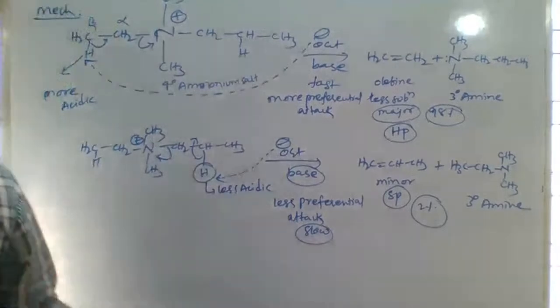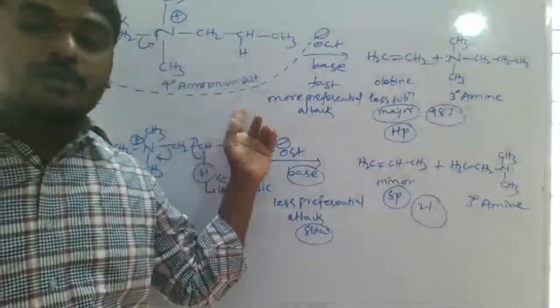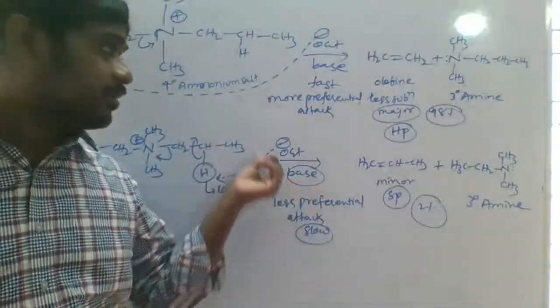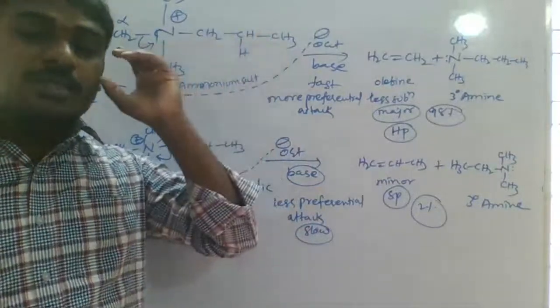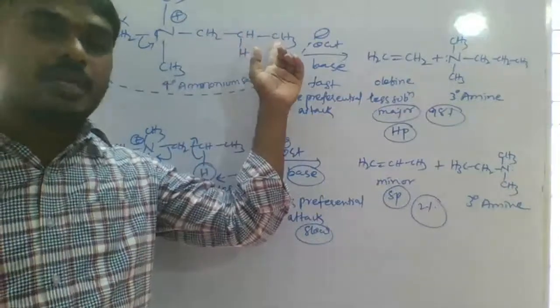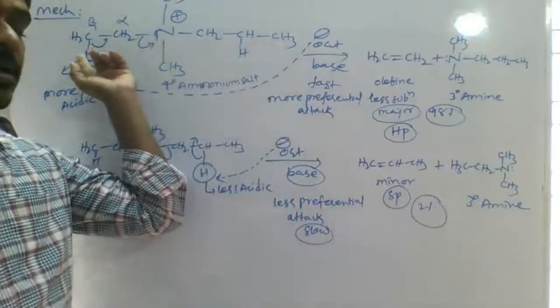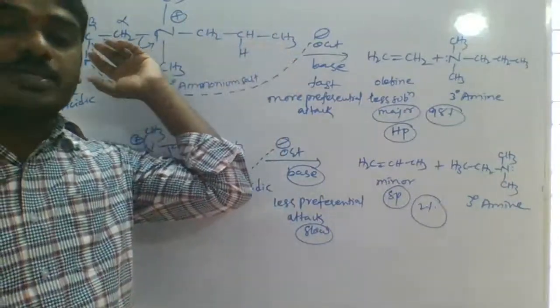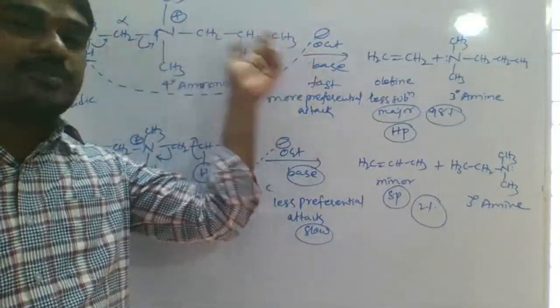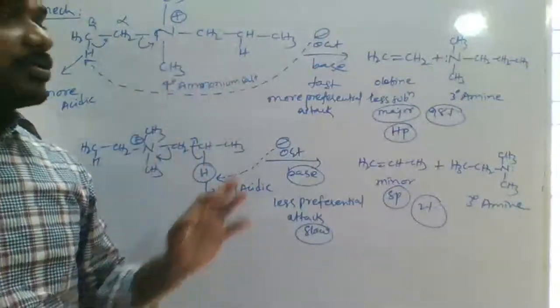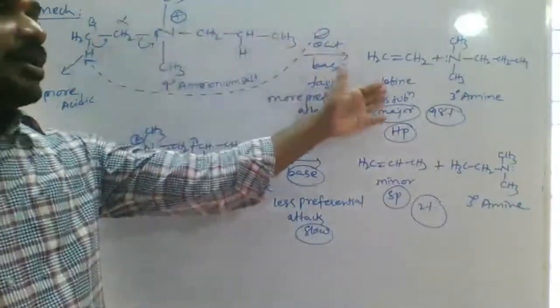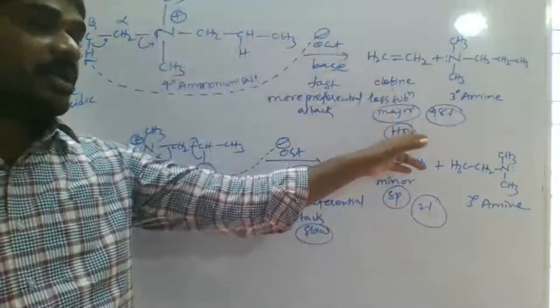So here mainly the plus I effect of the methyl group decreases. Here mainly the plus I effect is there. So more plus I effect here decreases the acidic nature of this beta hydrogen. So here there is less I effect on this hydrogen, so here it is more acidic. Therefore, the base preferentially abstracts this beta hydrogen compared to this beta hydrogen. So therefore this elimination is major and it is fast. The formation is 98 percent.